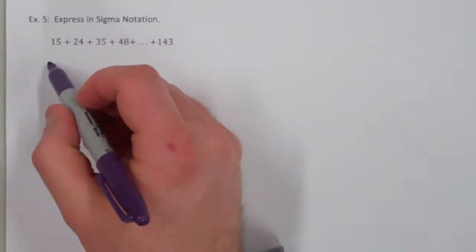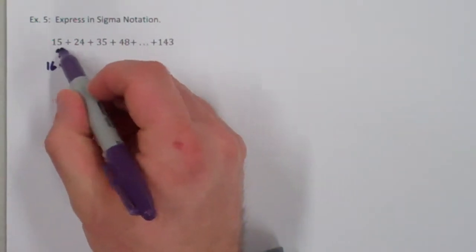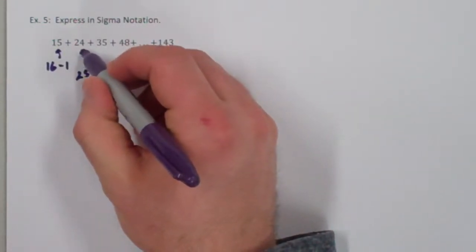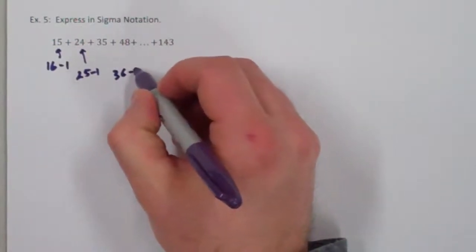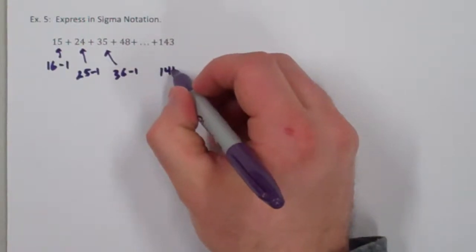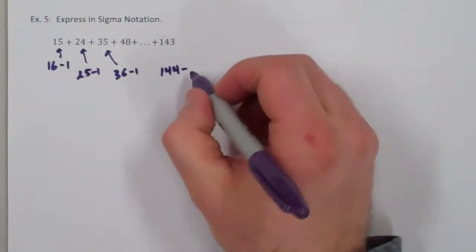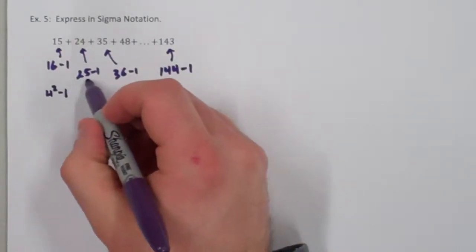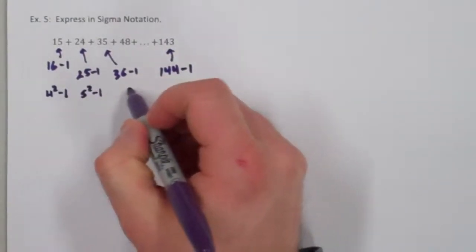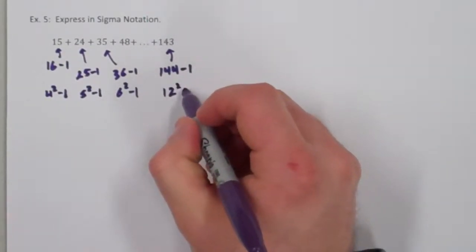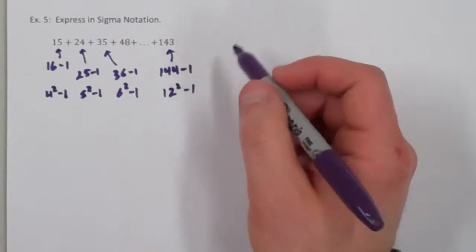So in my mind, I see this as 16 minus 1, the first term of 15. 24 is 25 minus 1, 35 is 36 minus 1, and so on and so forth, all the way to 144 minus 1 for the last term. Well, 16 minus 1 is 4 squared minus 1, 25 minus 1 is 5 squared minus 1, 6 squared minus 1. We're going to go all the way to 12 squared minus 1.